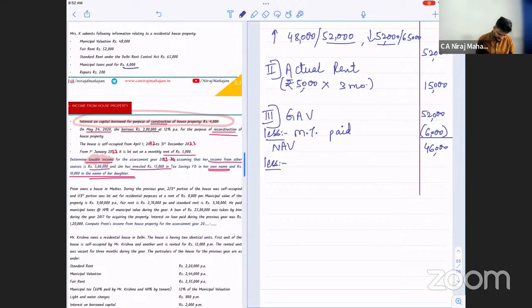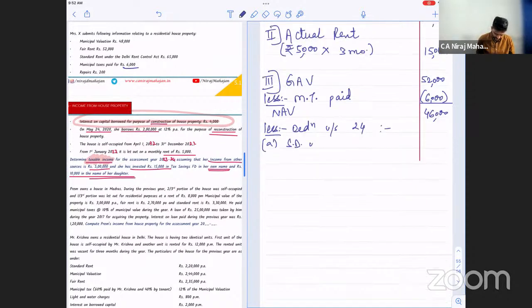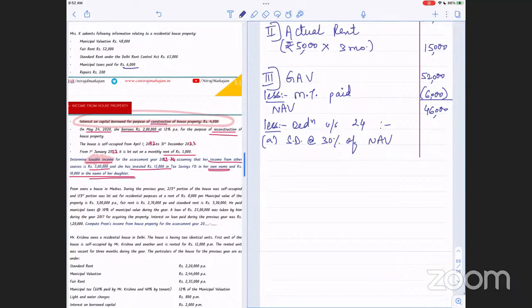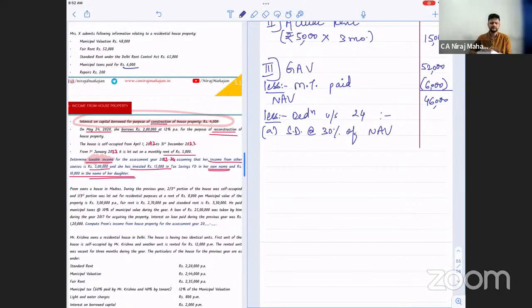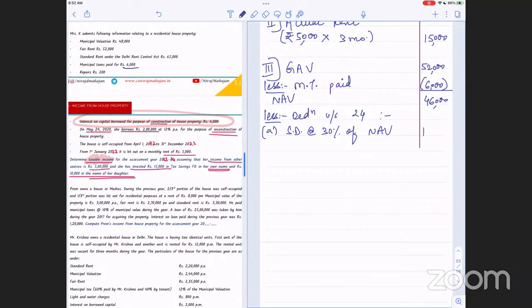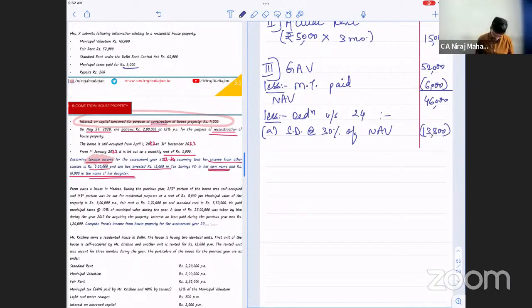Less deduction under section 24. A, standard deduction at the rate of 30% of NAV. That comes to 48,000. NAV, municipal taxes. No, correct, sir. B, interest on borrowed capital. I'll take both the purposes, because concession was also allowed and reconcession is also allowed.